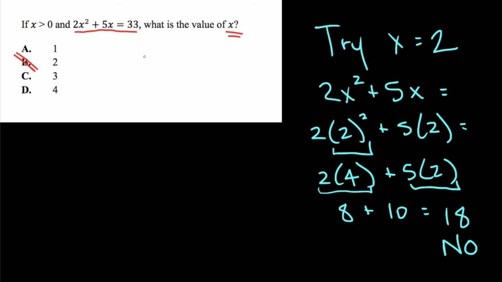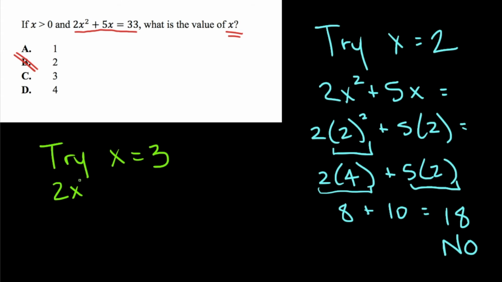And I'm also noticing that the bigger that x is, the bigger that this expression 2x squared plus 5x will be. So 18, the result when x was 2, is too small. I'm going to try a bigger value of x this time. How about x equals 3?